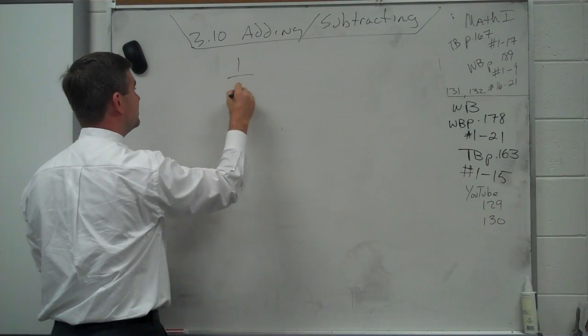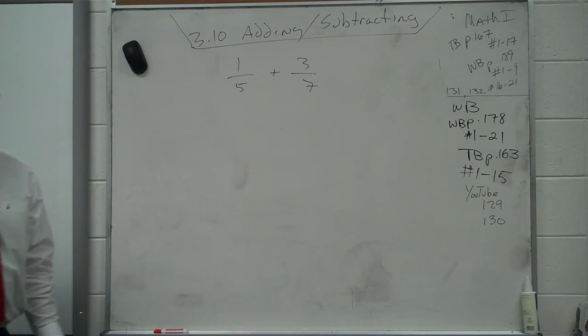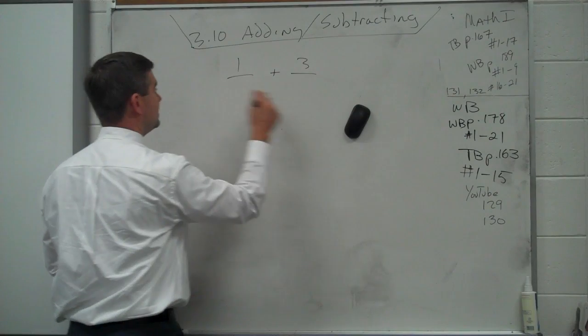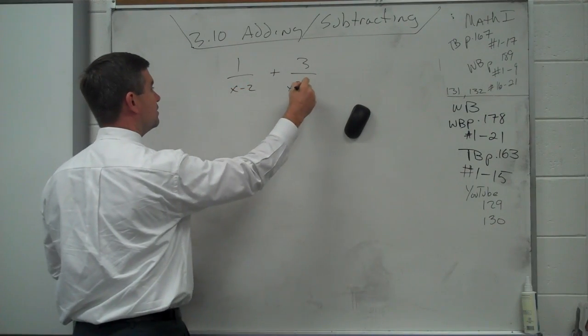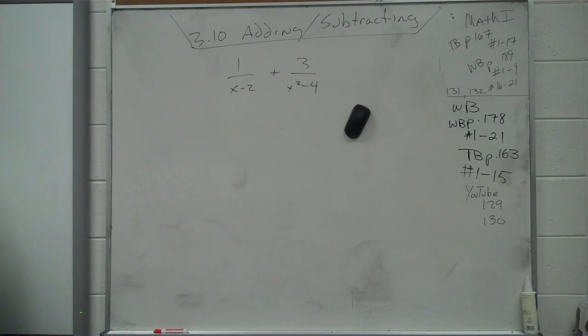Tell me what the LCM would be. 35. All right. What would the LCM be now? I have no idea. X squared minus 4. Let's do this problem. This is a good problem. Write it down. What's the name of the game? You can't figure out the LCM first.